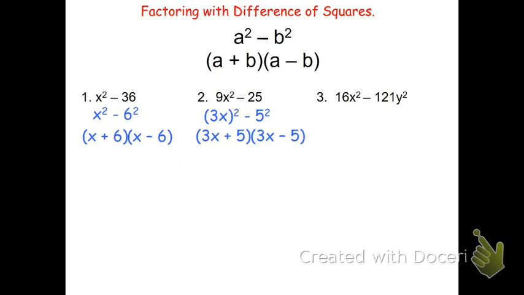Now in problem number 3, again I see two perfect squares. 16 is really 4 squared and 121 is 11 squared. Because both of these have variables, it's going to be the quantity 4x squared minus the quantity 11y squared. When I rewrite this into the factored form, it will be the quantity 4x plus 11y times the quantity 4x minus 11y. It should look like this. So again, if I rethink of it as what are the squares, I can then just substitute it into the formula above and get my factored form.